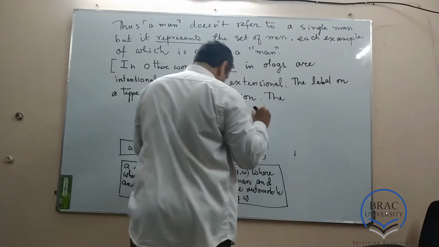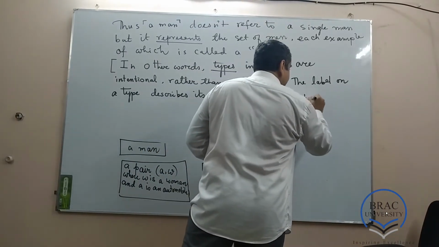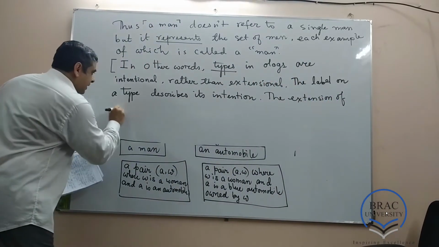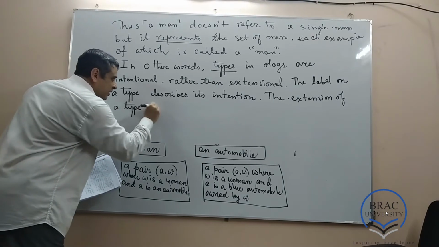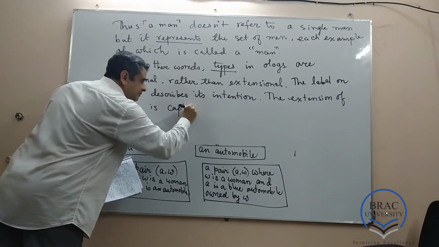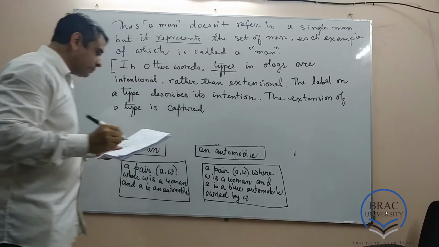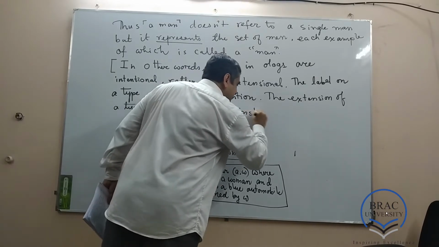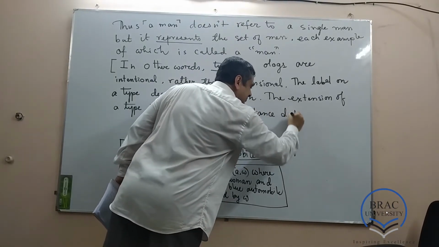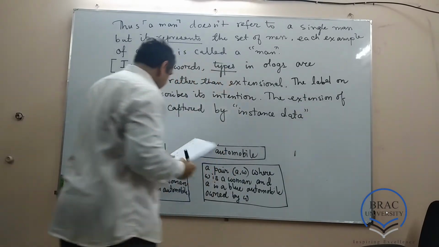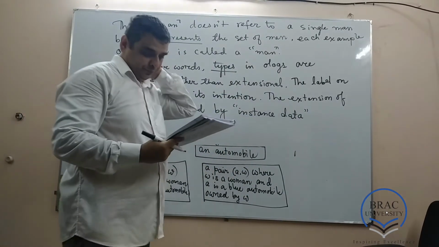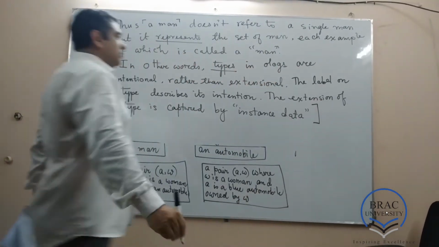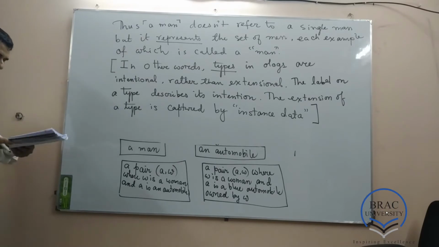The extension of a type is rightly captured by instance data, which in this case is the set of men. Correct? This is what we have written down in the lecture notes. Alright?